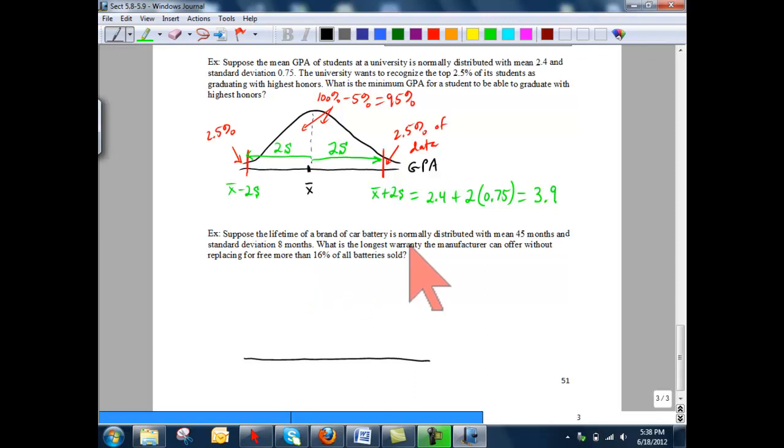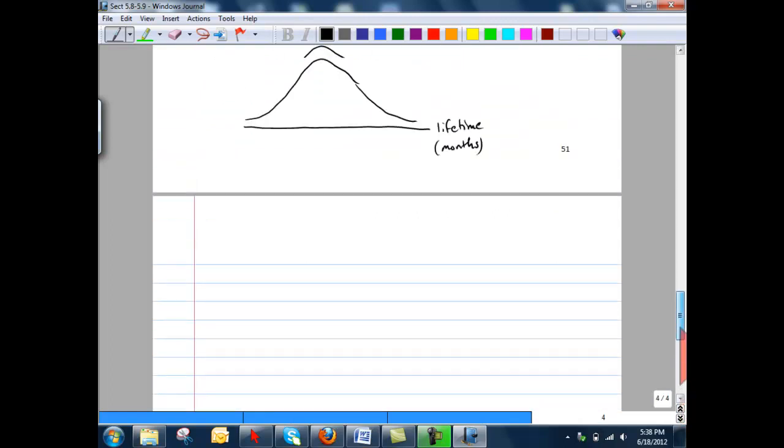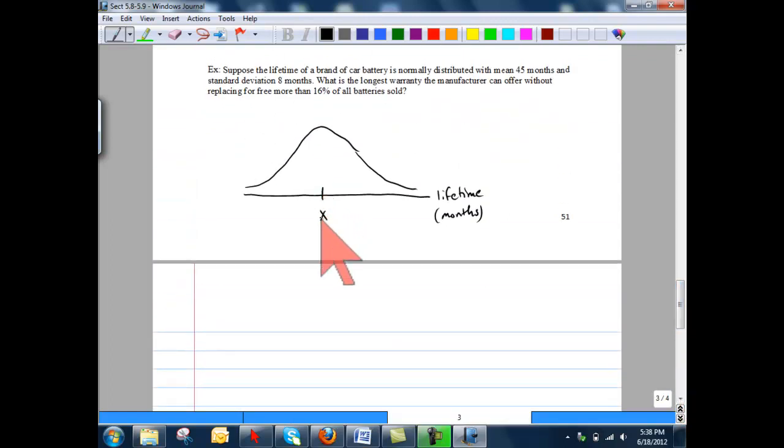Okay, lifetimes are normally distributed, so it's a bell curve situation again. On this axis, we're graphing lifetime in months. And like all bell curves, the peak is at the mean. Okay, a percentage, 16%, is specified. And we don't want more than 16% of the batteries to have to be replaced for free.